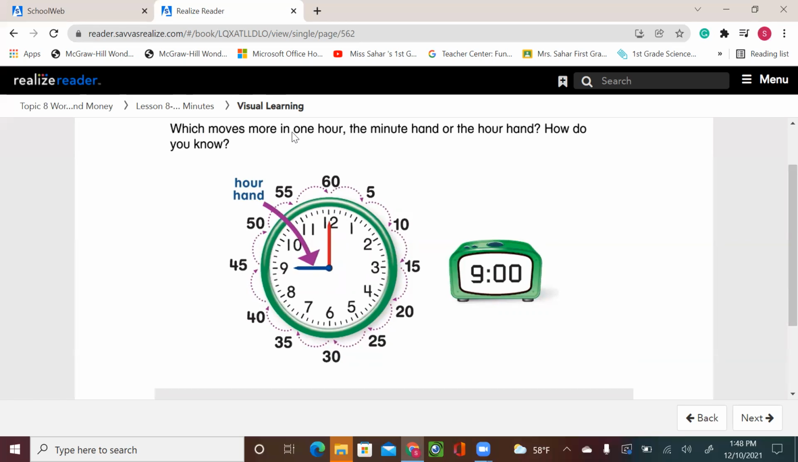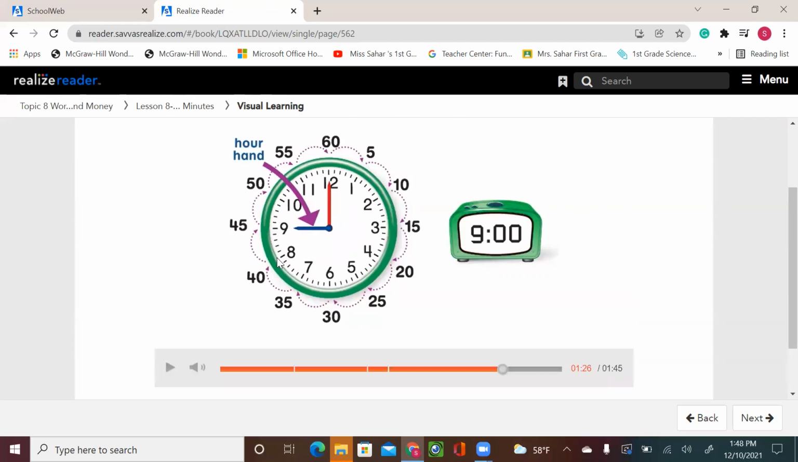So which moves more in 1 hour, the minute hand or the hour hand? The minute hand, because I know that the minute hand moves 5 minutes from number to number, but it needs a whole round of the whole circle for the hour hand to move from 8 to 9.